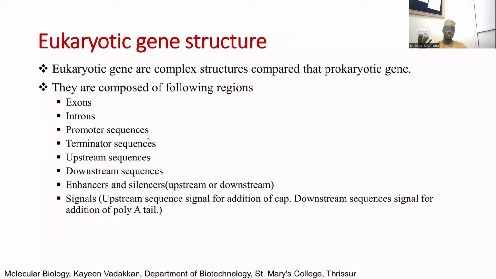And then we have promoter sequences. There are also terminator sequences, upstream sequences, downstream sequences. There are also enhancers and silencers. And then we also have signals. So in the upstream sequence, there is a signal for addition of the 5' cap. And at the downstream sequences, there is a signal for addition of the polyadenyl tail. Both the polyA tail and the cap are usually important in maintaining the stability of the mRNA as well as the recognition of the synthesized messenger RNA.